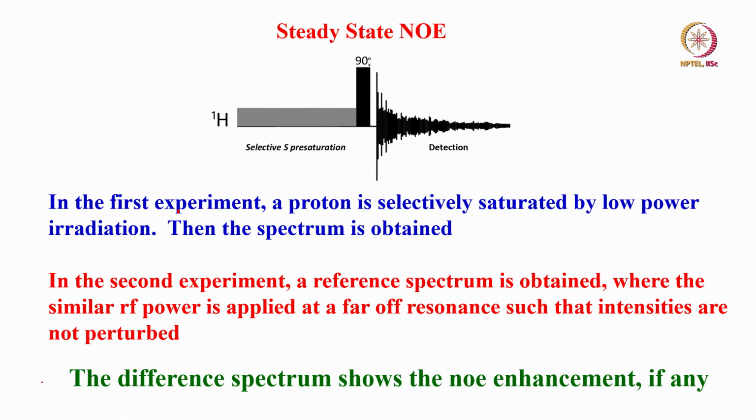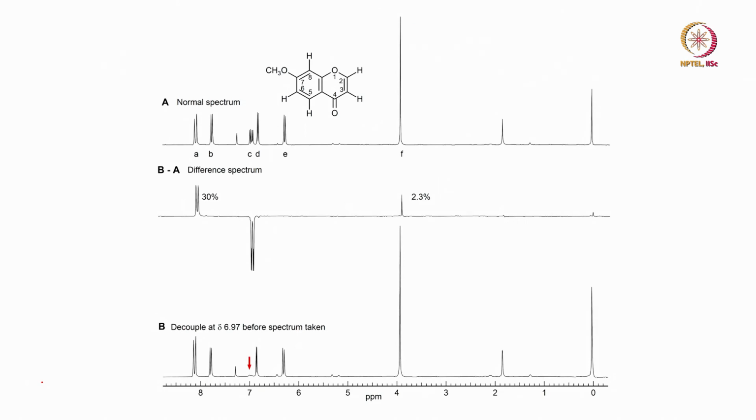This is a simple experiment routinely done. It is called the 1D difference NOE experiment, the one dimensional difference NOE experiment. We simply irradiate one of the protons at some frequency and then do the control experiment by irradiating far away so that no spins are disturbed. Take the difference between these two.